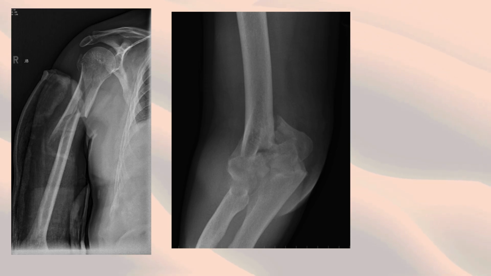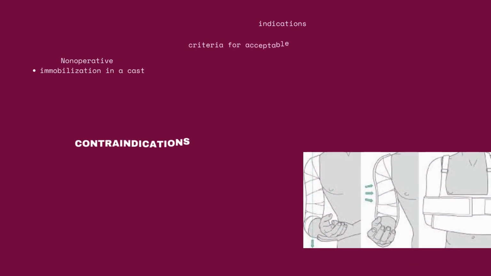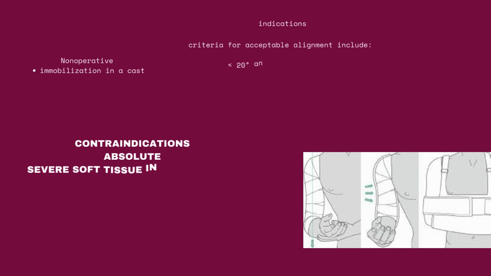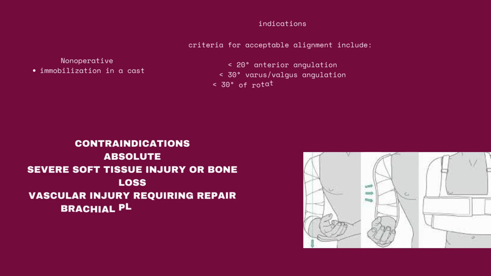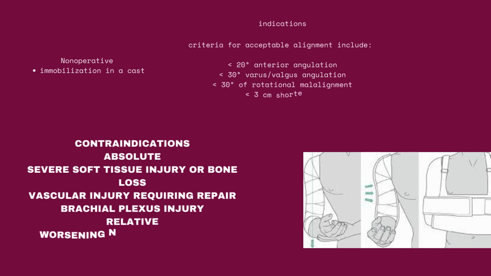And the second one is showing the distal humerus shaft fracture, and it has a greater risk of injury to the median and the ulnar nerve. Non-operative technique includes immobilization in a cast, and the criteria for acceptable alignment include less than 20-degree anterior angulation, less than 30-degree varus or valgus angulation, less than 30 degrees of rotational malalignment, and less than 3 centimeters of shortening.